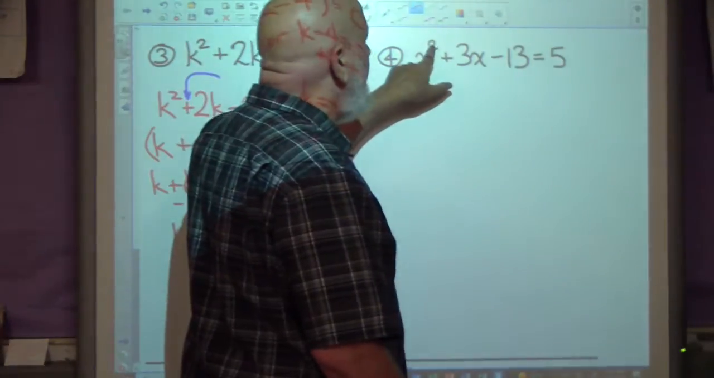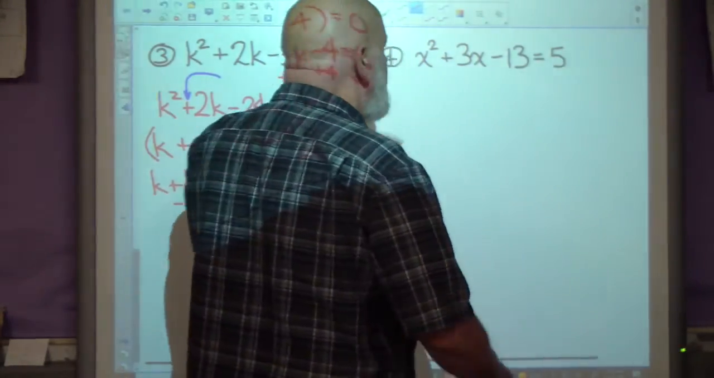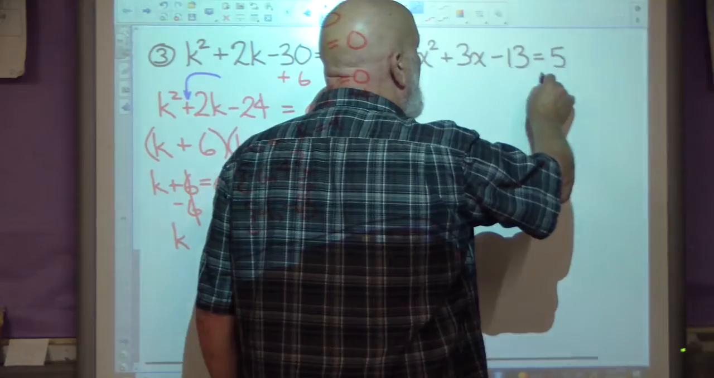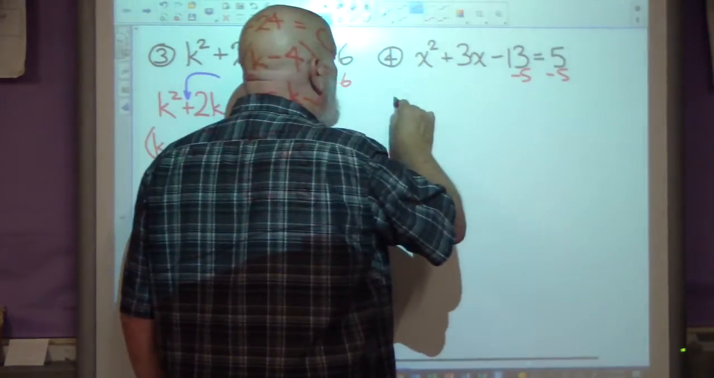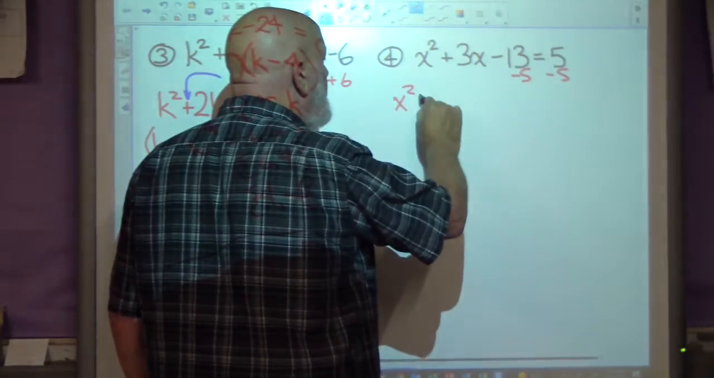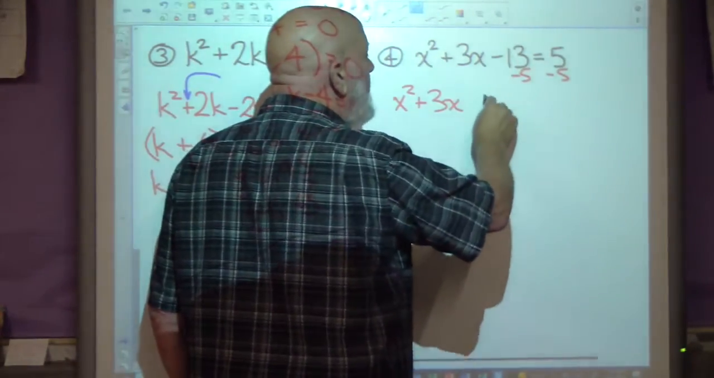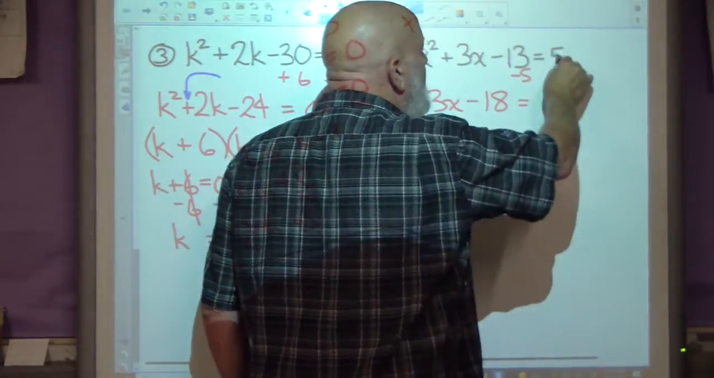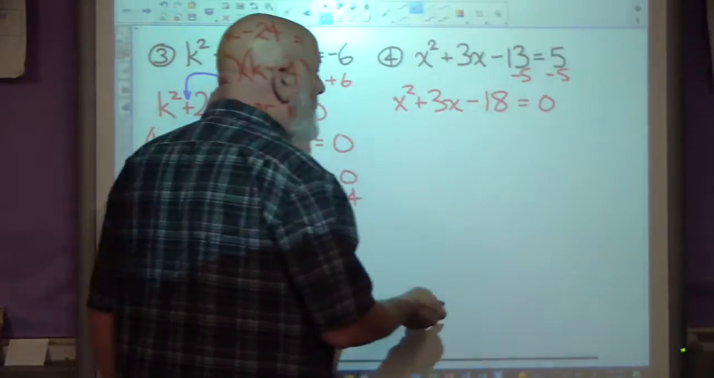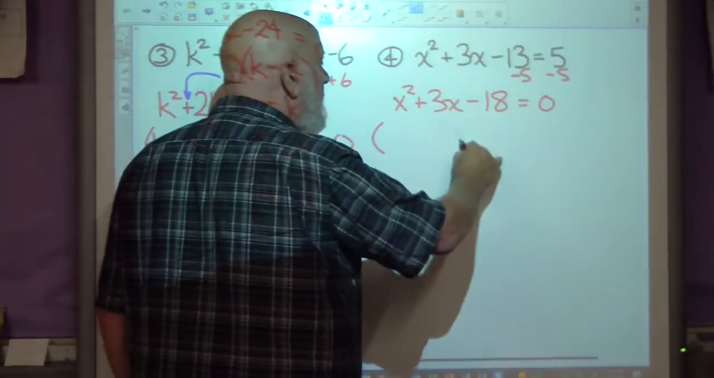I've got a quadratic equation, meaning the highest power of the variable is 2. I'm going to set it equal to 0 by subtracting 5 from both sides. This will yield x squared plus 3x. These are the same signs, so I'm going to add them together and keep the sign. And these are different signs, so I subtract and that yields 0, which is what I want. Now I'm going to factor this and employ the zero product property.